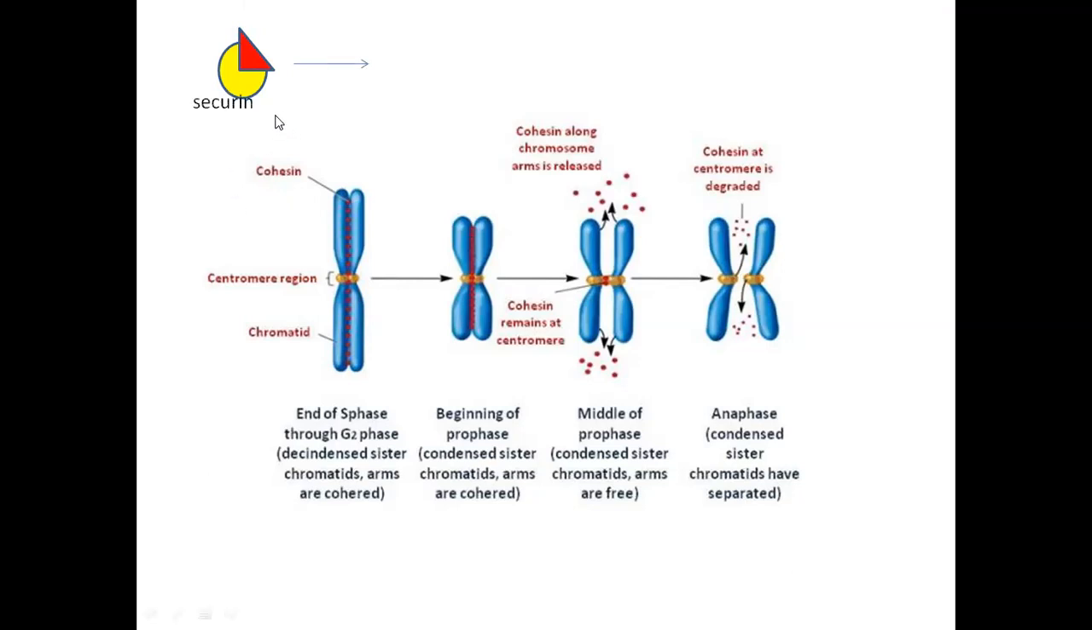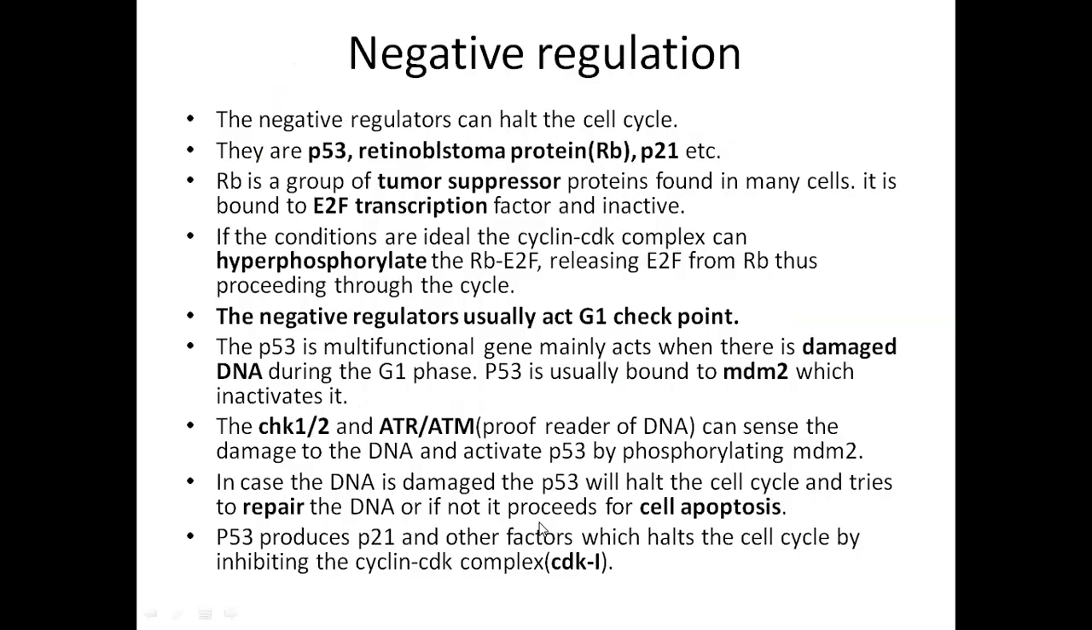Now, once the alignment of the chromosomes is proper in the metaphase, the APC comes and attaches to the securin. As a result, the securin releases the separase, and the separase goes and acts on the metaphase chromosomes, destroying the cohesin protein which holds the chromatids together. Release of the cohesin separates the sister chromatids, helping in separation of the chromosomes during the anaphase.